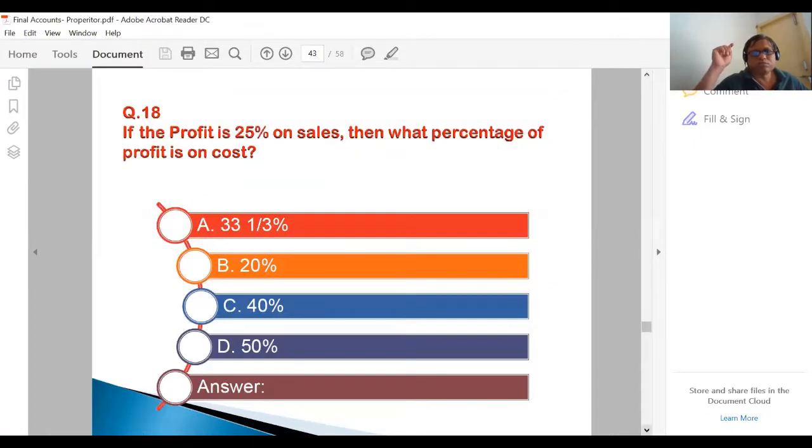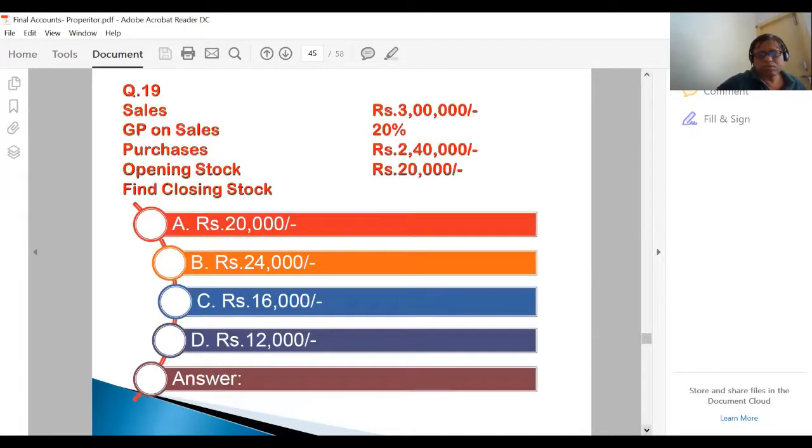Next question. So this is simple. 25% on sales is equal to what percentage on cost? 33%. So this is the answer. Simple. Okay. So can you try this? Easy one.